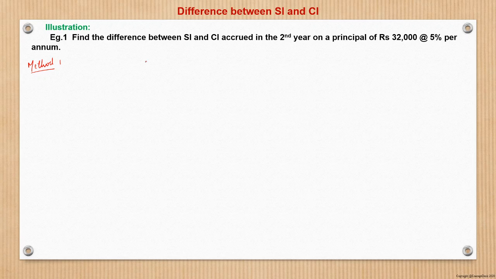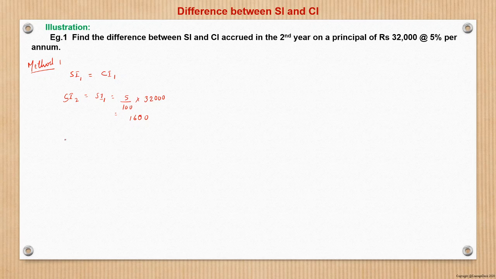The difference between SI and CI: we know that simple interest in the first year is the same as compound interest in the first year, so no difference. Now, SI in the second year will be what? That remains the same as SI in the first year, and that will be 5% of 32,000, which is nothing but 1600 rupees.